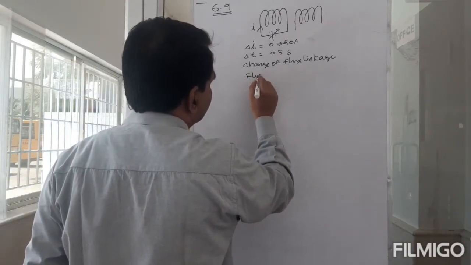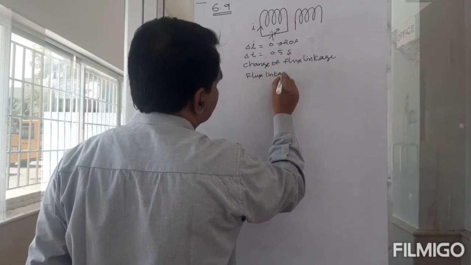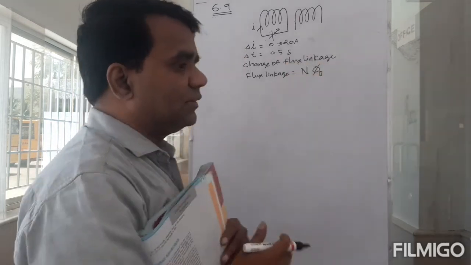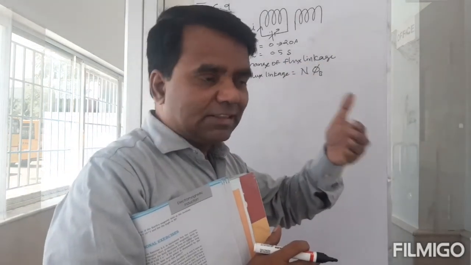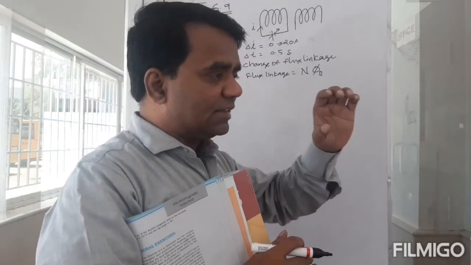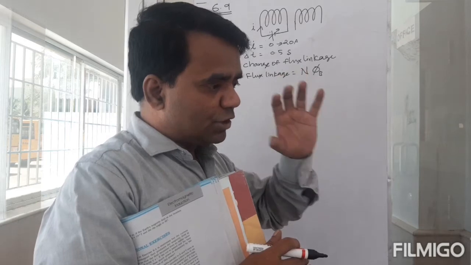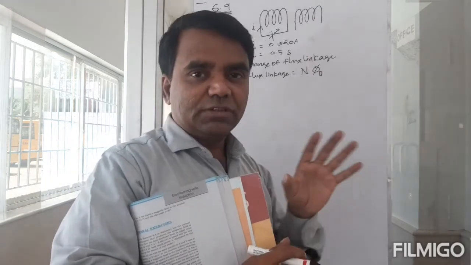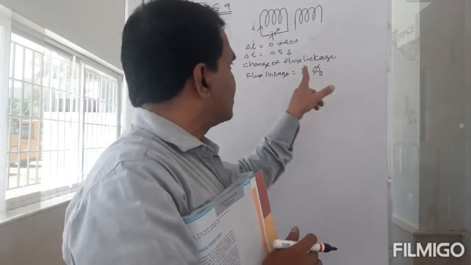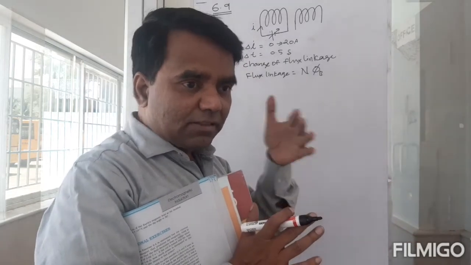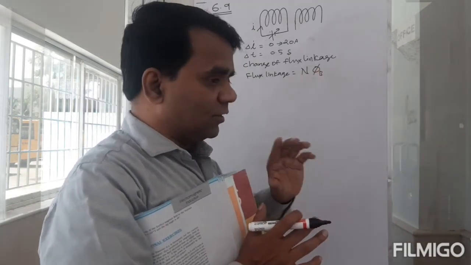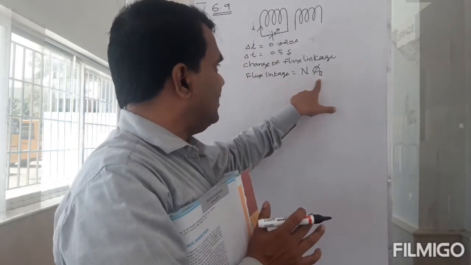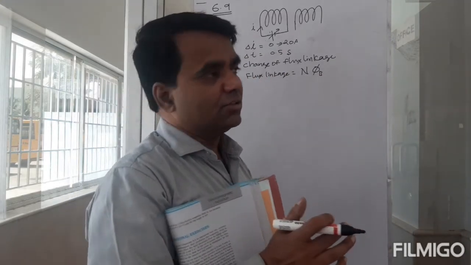So flux linkage is equal to N into phi b. This phi b is the flux. It gives you a measure of magnetic lines which are going through a particular area. And if you have multiple loops, then this flux will go through all those loops. So the flux linkage is a measure of the flux which is linking all these loops. So phi b into N is the flux linkage.